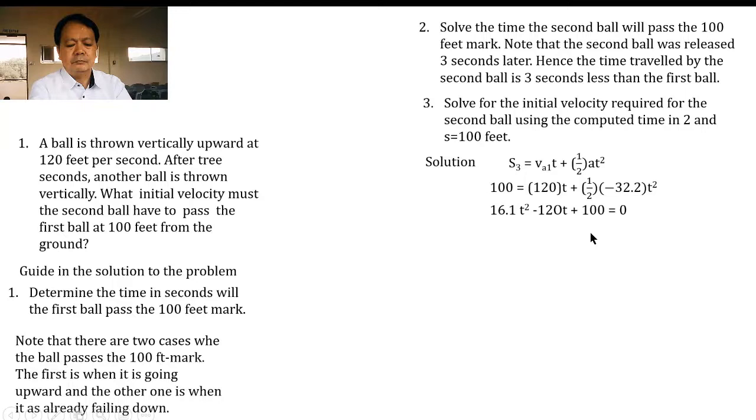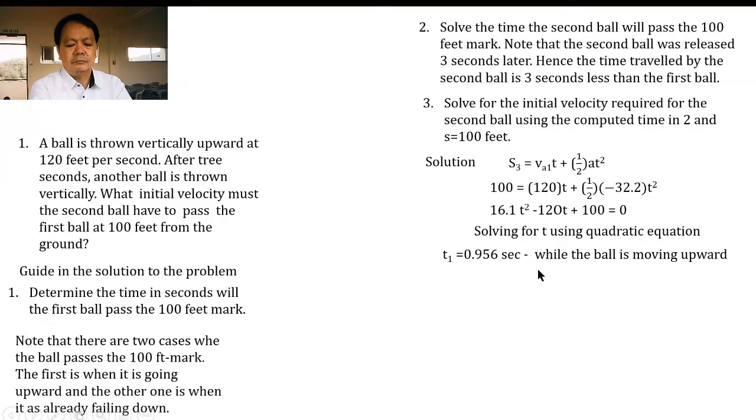Or if you have a more sophisticated calculator, you can simply enter this equation and solve for t using shift solve. But if you don't have that kind of calculator, you can solve it using the quadratic formula. And from here, you will have two values of t. The first value of t that you will be getting is 0.956 second. This is the time that the ball will pass the 100 foot mark for the first time. It is the time when it is still going up.